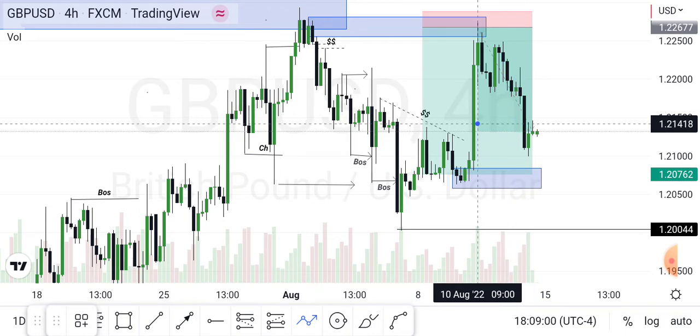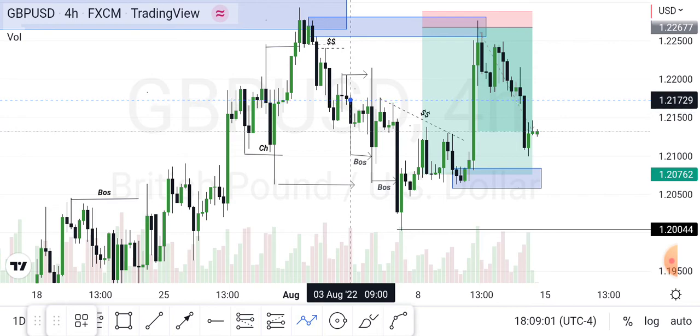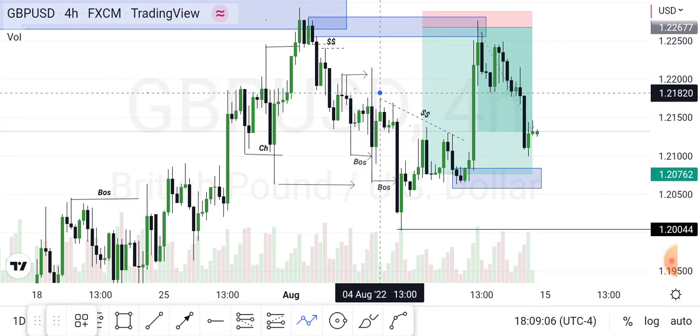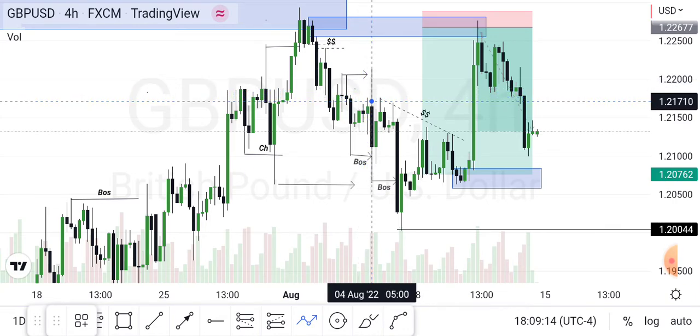So always anticipate and always wait for the inducement to be created. You understand? So this is where patience comes in. You just have to be patient for price to do what it has to do. Always try to wait for the inducement, guys. Try to wait for what? The inducement, so that you don't get induced or liquidated. So hope you understand, guys.